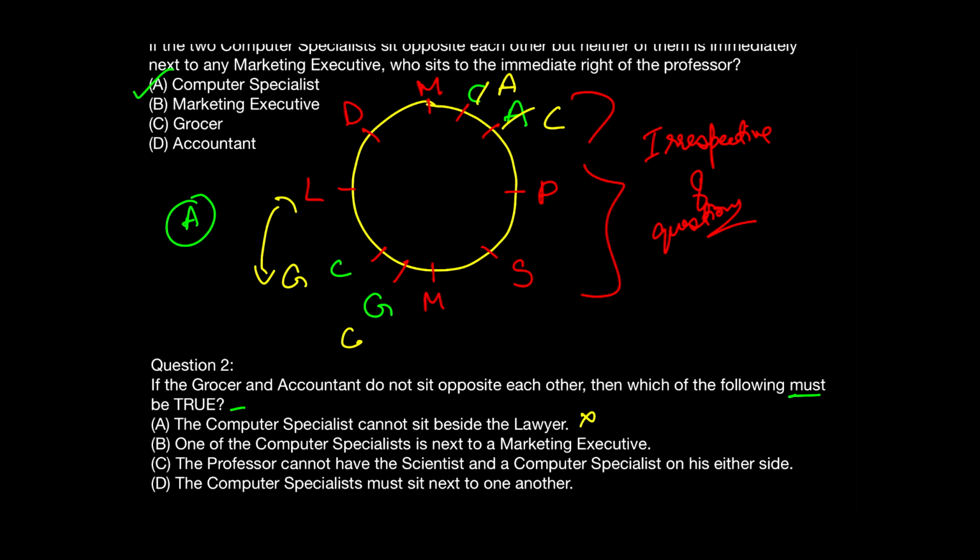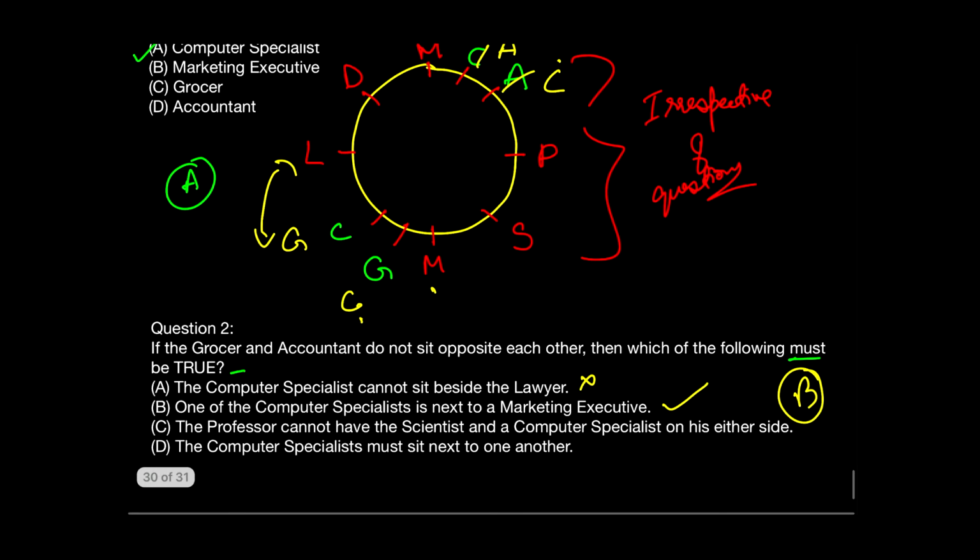But the computer specialist being next to the marketing executive is always the condition, either this way or this way. So this is definitely a true point, because we are making sure that the grocer and the accountant are not opposite to each other. That means the remaining opposite space will be taken by the computer specialist, and that will either match with this M or match with this M. So therefore the answer to the question will be option B. So second question, option B is the correct answer.